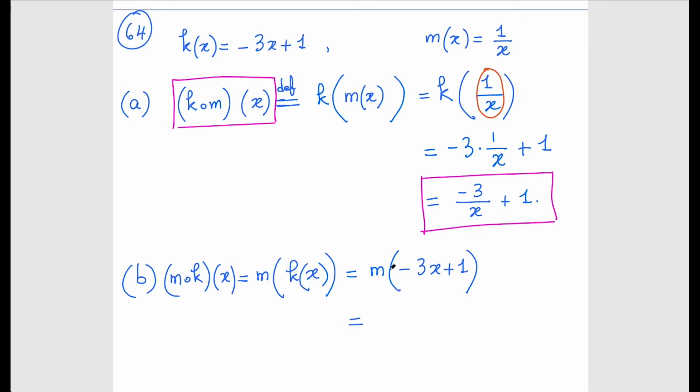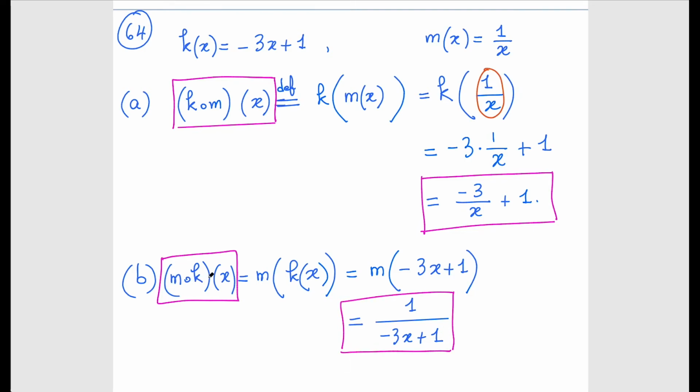And then m is going to operate on this. And what does m do? It takes the reciprocal of whatever the input is. And who's the input? Minus 3x plus 1. So m is going to take the reciprocal of minus 3x plus 1. So this would be the output of the composite function m composed with k. Here I forgot to write that by definition this is happening.